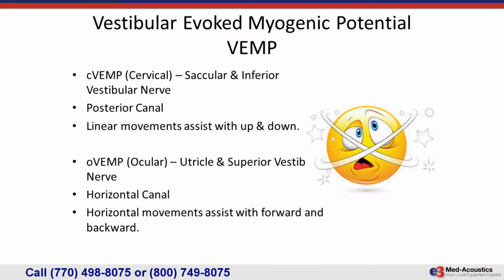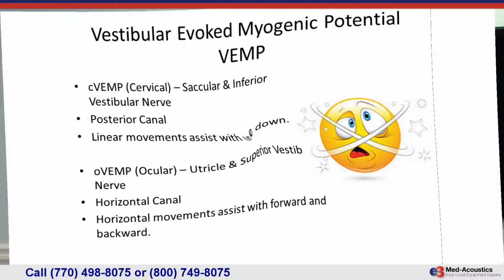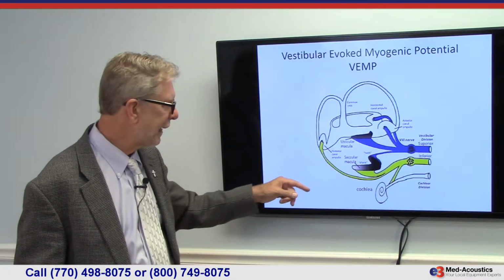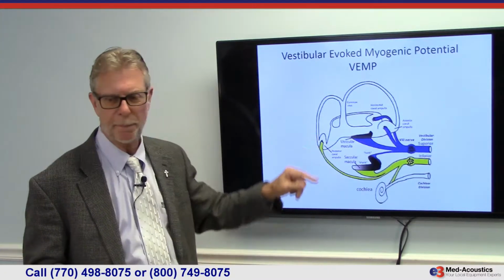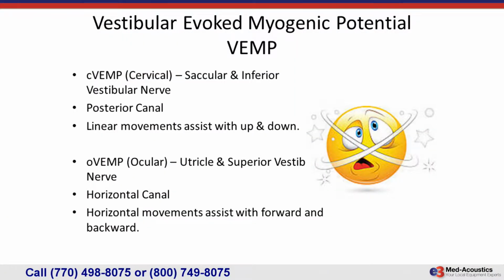It's like this: C-VEMP, cervical VEMP, the saccule and the inferior vestibular nerve, and it's also connected, as you can see in the anatomy, to the posterior canal. So this would be very interesting for people doing physical therapy, because this would be involved in their linear movements and assist them with up and down movements. So physical therapists would be very interested in this when it comes to therapy.